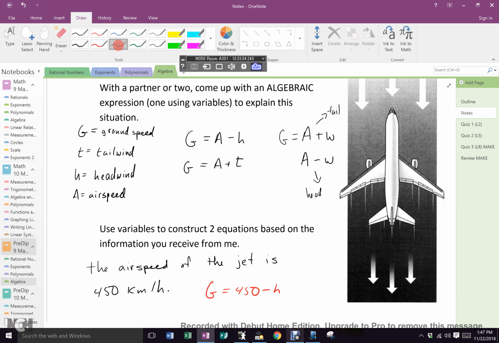How else could we write that? G equals 450 minus W. Those are both acceptable, yes? Okay, what's the other one going to be?